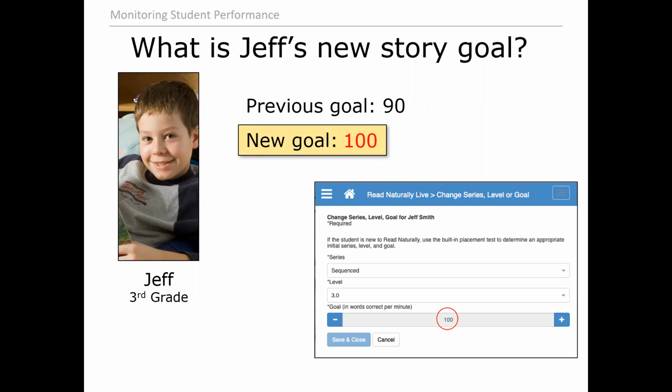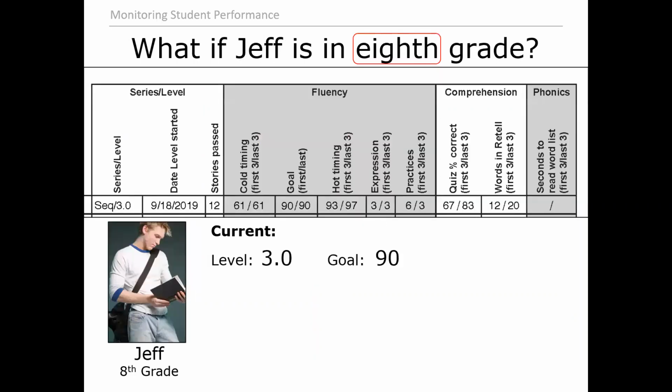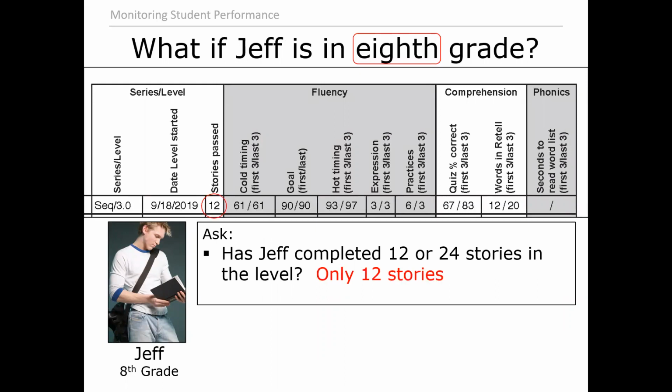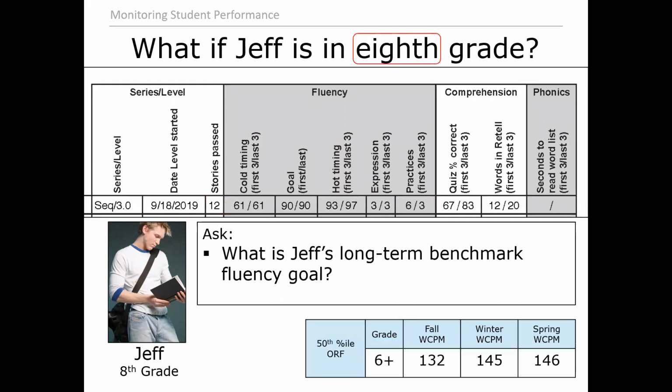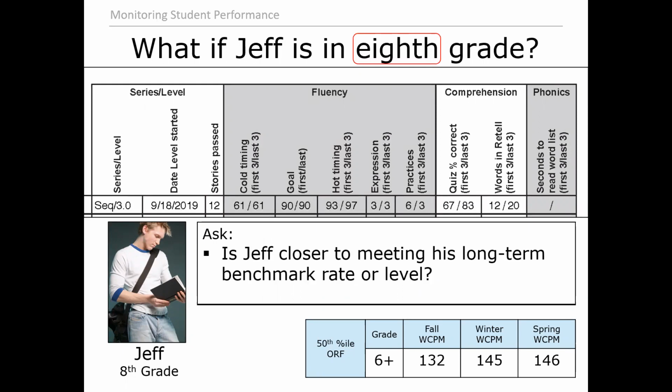Now, what if Jeff was an 8th grader? Okay. So all the data is still the same. He's still only completed 12 stories. His long-term fluency goal is actually higher, right? Now we won't need him to read 146 words by the spring. He is very far away on a rate standpoint. He is very far away on a level standpoint. Both things need to increase significantly.